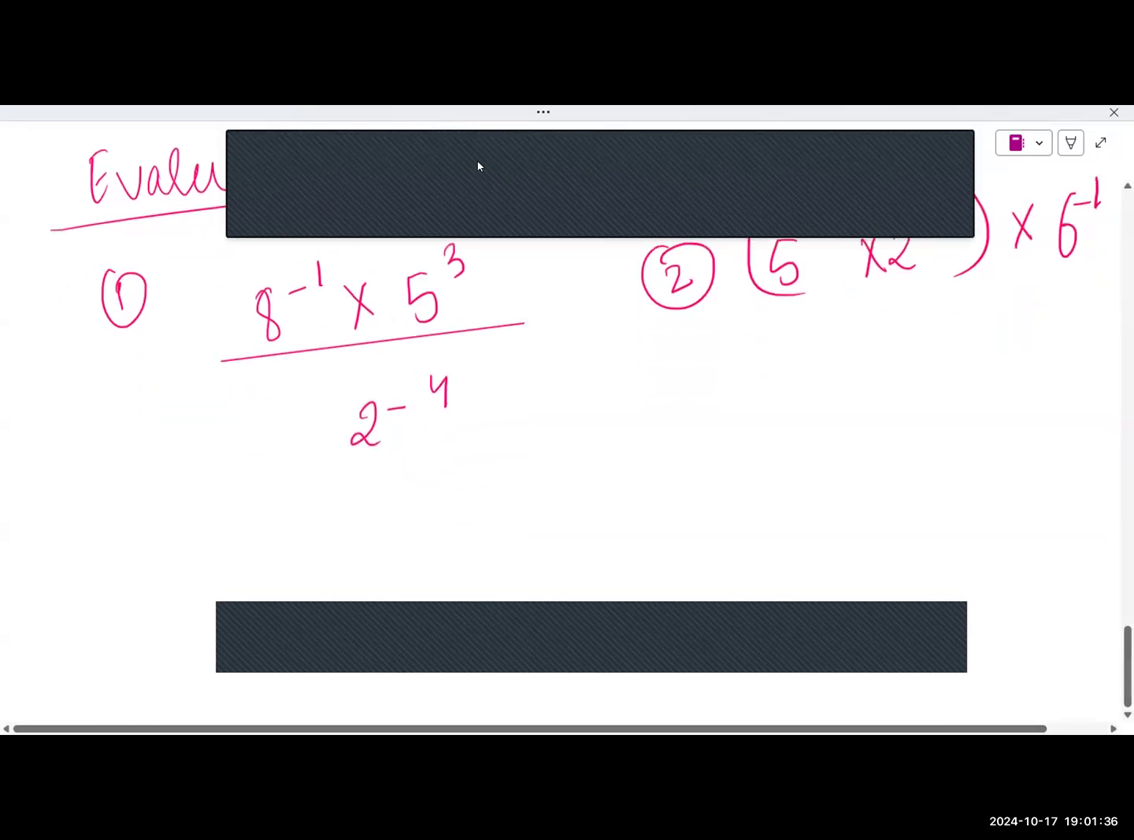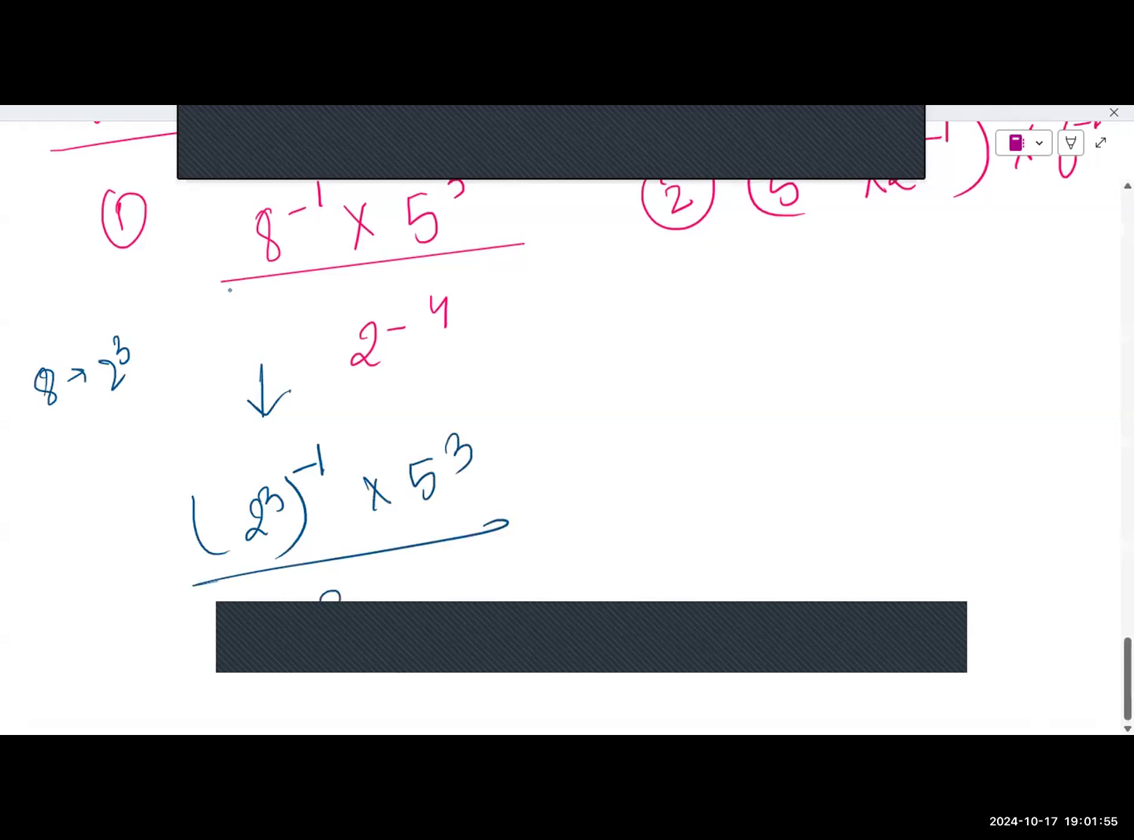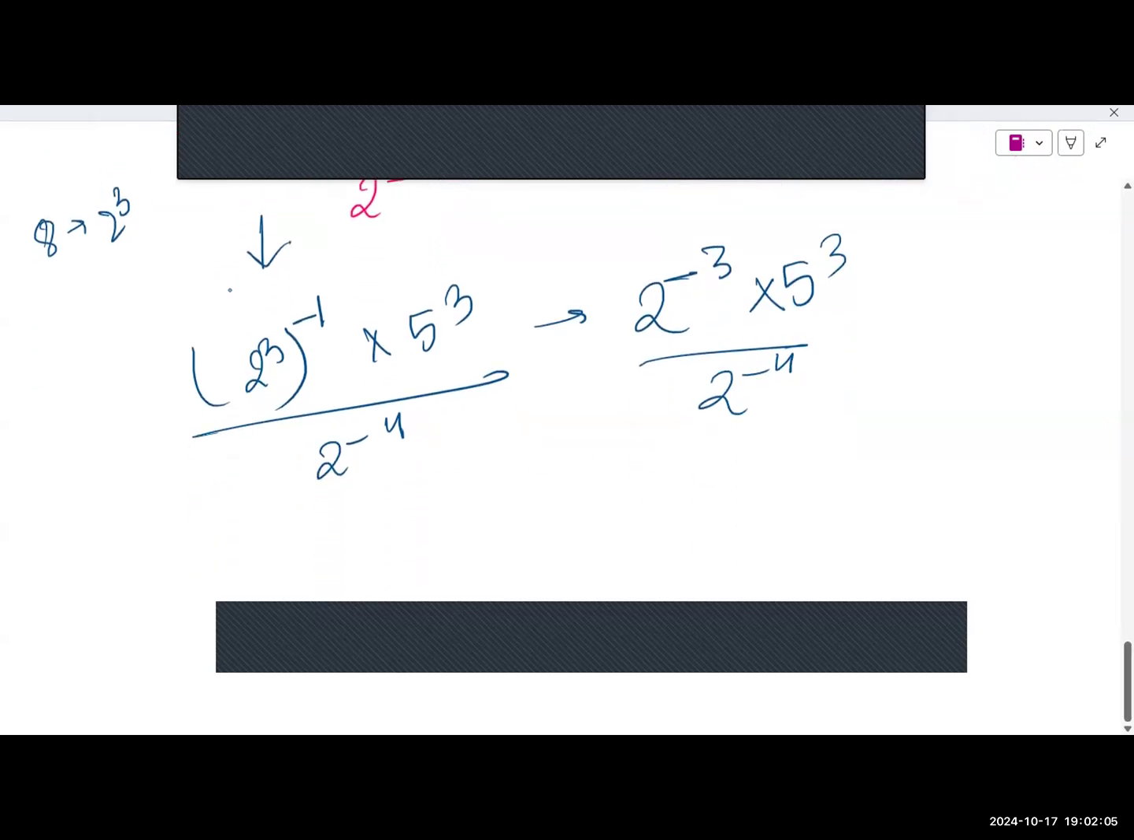Look here. So what we have is, first of all, 8 to the power minus 1. Sometimes we may have bigger numbers, which we will have to break down into exponents, like 8 is 2 to the power 3. So you can write (2 to the power 3) to the power minus 1 multiplied with 5 to the power 3 upon 2 to the power minus 2. Right? Then you have 2 to the power minus 3 into 5 to the power 3 upon 2 to the power minus 2. Okay, now can you solve it?